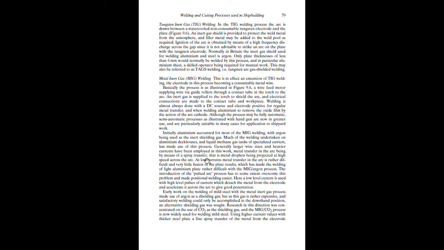Initially, aluminium accounted for most of the MIG welding, with argon being used as the inert shielding gas. Much of the welding undertaken on aluminium deck houses and liquid methane gas tankers or specialized carriers has made use of this process. Generally, large wire sizes and heavier currents have been employed in the work, metal transfer in the arc being by means of a spray transfer, that is, metal droplets being projected at high speed across the arc.